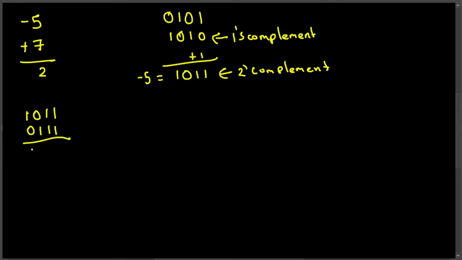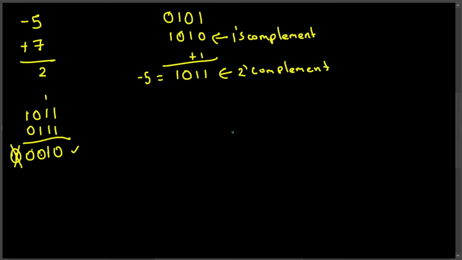That gives us 1 plus 1, that is 0 and a carry 1. 1 plus 1 plus 1, that is 1 and a carry 1. 1 plus 1 is 0 and a carry 1. 1 plus 1, that is 0 and carry 1. We ignore the overflow. We don't care about overflow. So this is eliminated. So the answer we are getting is 0 0 1 0, that is equivalent to 2 in decimal. So we are getting the right answer.